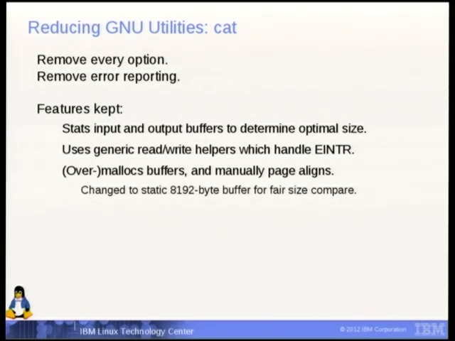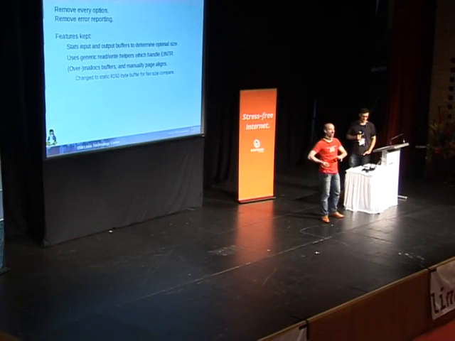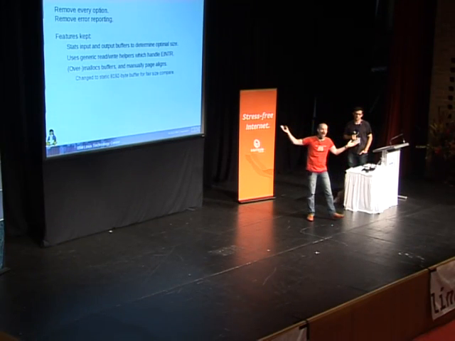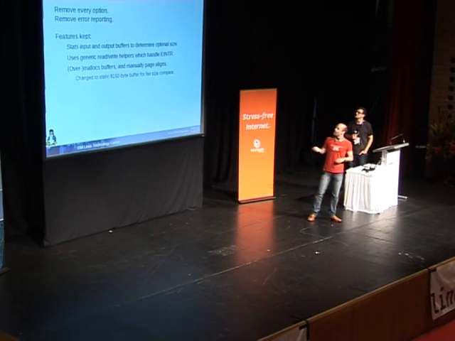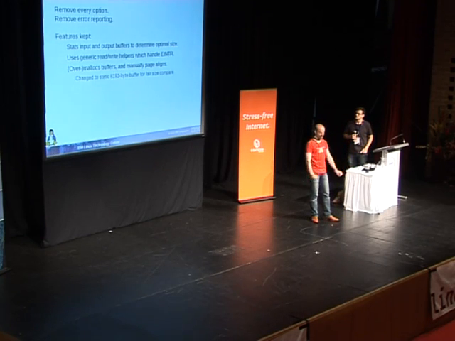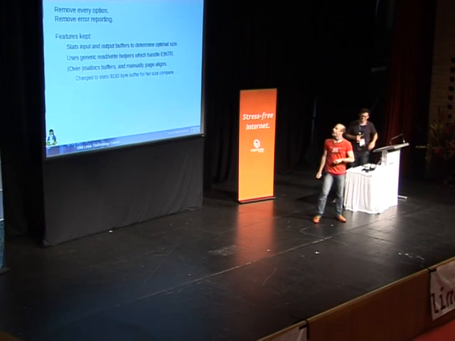It does stat the input and output buffers to get the block size to figure out the optimal size for its internal buffer to read and write. So I left that in because it's a modern optimization. It has to do with portability, and it's something you probably should be doing. It uses these generic read-write loops that everyone uses, so it's in lib and coreutils. They handle EINTR, even though we don't need to in cat, because we don't handle signals. What's fascinating is it mallocs this buffer, and it over-mallocs it by a page size minus 1, and then bumps the pointer up so it will be a beautifully page-aligned buffer, and I have no idea why. So I left that in.